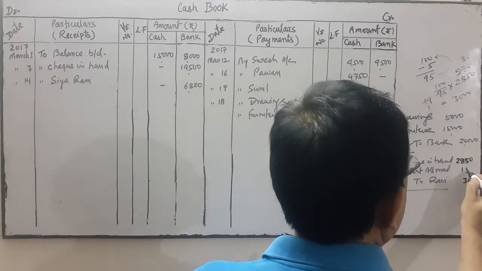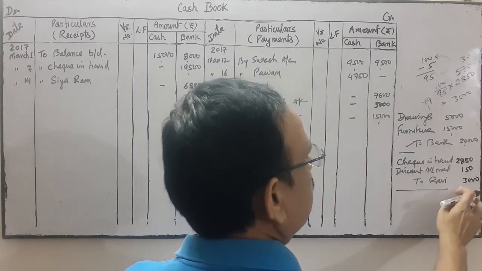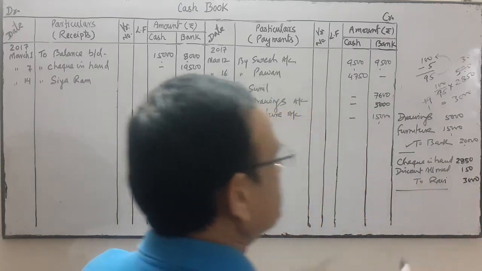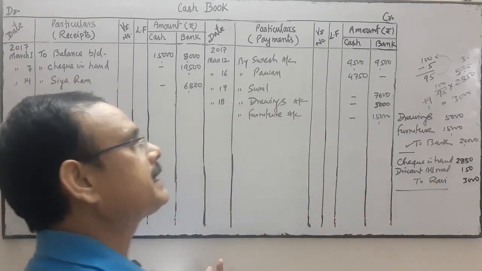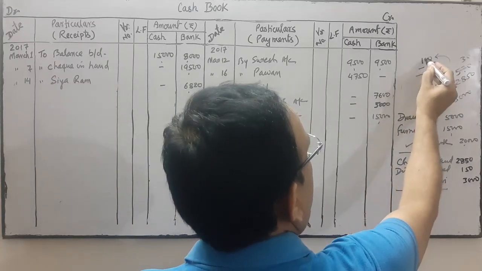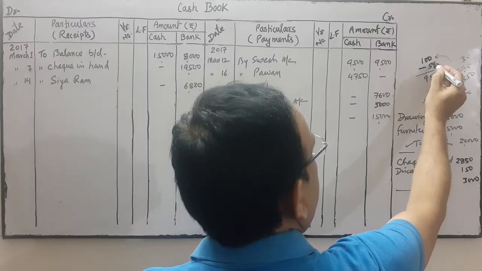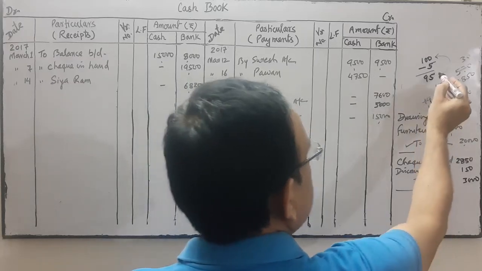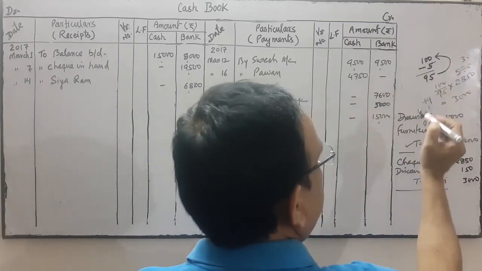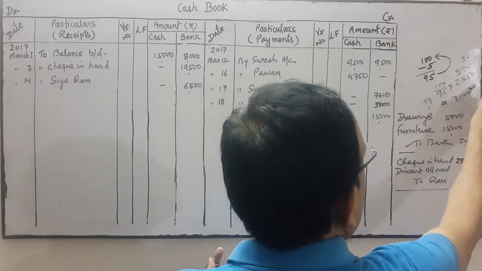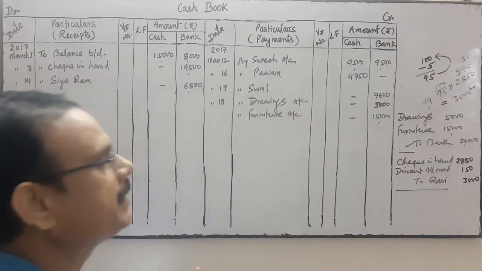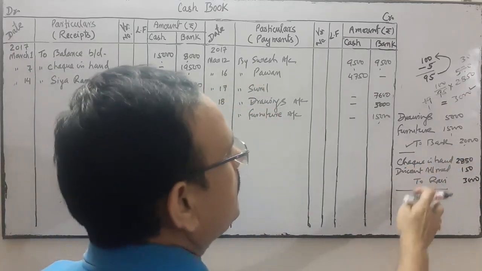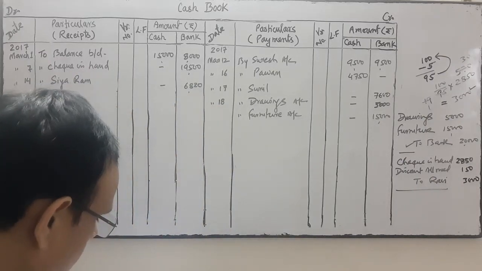3,000, it means discount is 150. You can calculate 5% of 3,000, and this will be 150. So this is the amount we have received after deduction of 5% cash discount. If we have received 95, the actual amount is 100. So here I have calculated the actual amount, 3,000. We have to receive 3,000, but we have received this much, allowing 5% cash discount. This will be recorded by us in the journal proper.